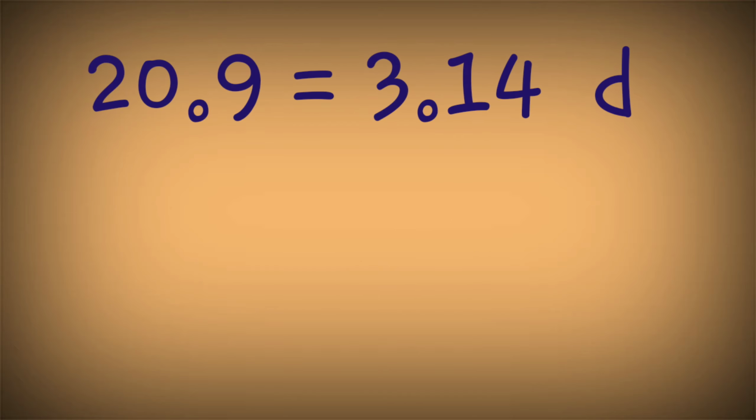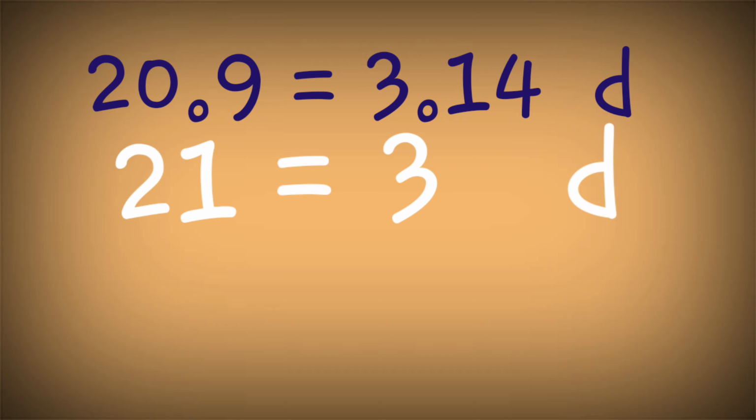Here's where the estimating part comes into play. It's kind of awkward to do math with all of these decimals, and so if you round your numbers, either down or up, it'll be way easier to estimate. If we round 20.9, we can round it up to 21, and 3.14 we can round down to 3. So we end up with 21 equals 3d.